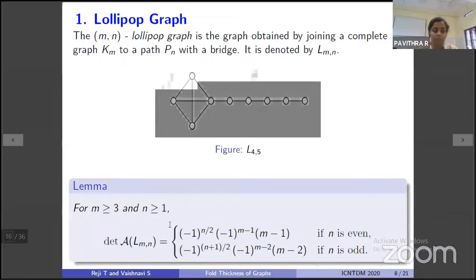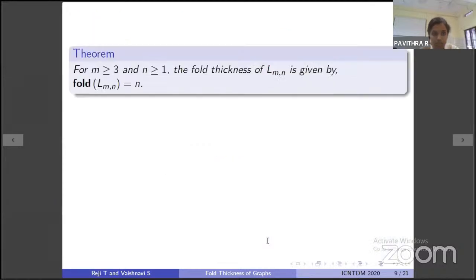First, we state a lemma. For m greater than or equal to 3 and n greater than or equal to 1, the determinant of the adjacency matrix of lollipop graph L(m,n) is equal to this if n is even and this if n is odd. From this lemma, we can conclude that the lollipop graph is always non-singular.